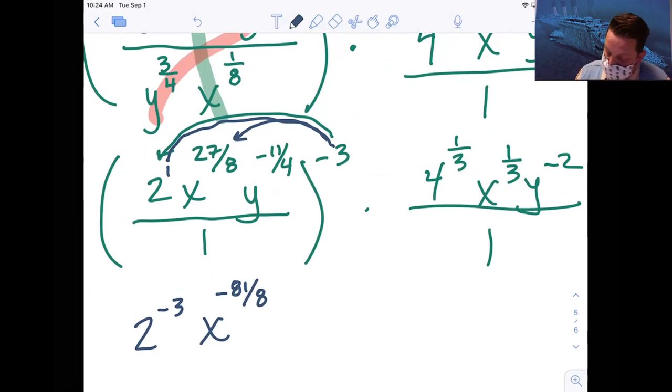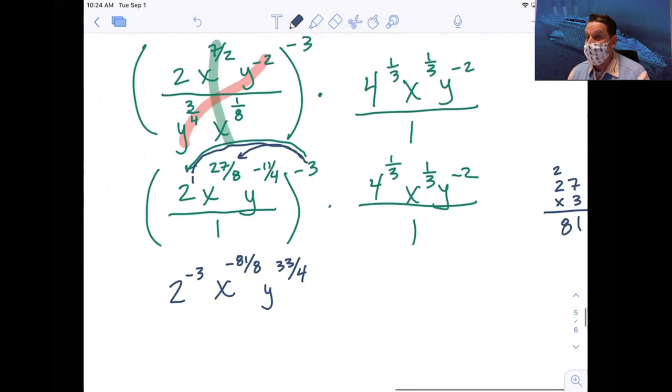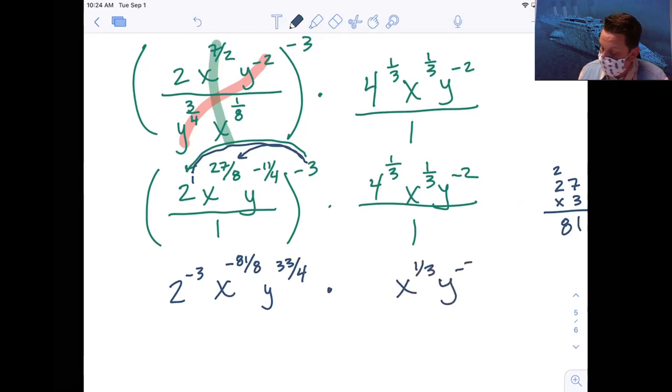And then the next one, a negative times a negative is a positive, so we get +33/4. And now we don't need the parentheses, and we certainly don't need it over 1, do we? Because we've expanded out. And so on the other one now, we can write it as, I'm going to leave a space here, x to the 1/3, y to the -2.